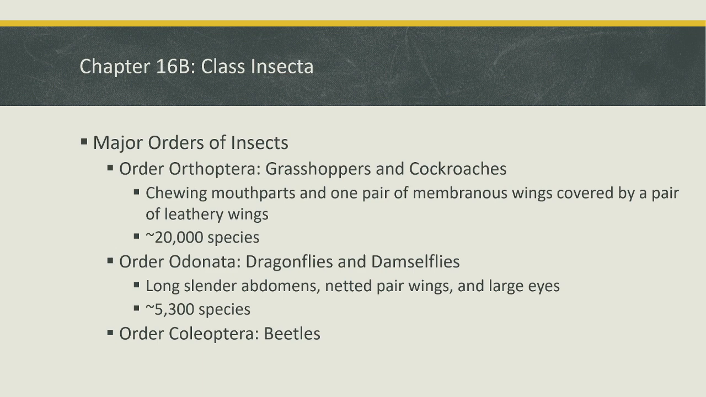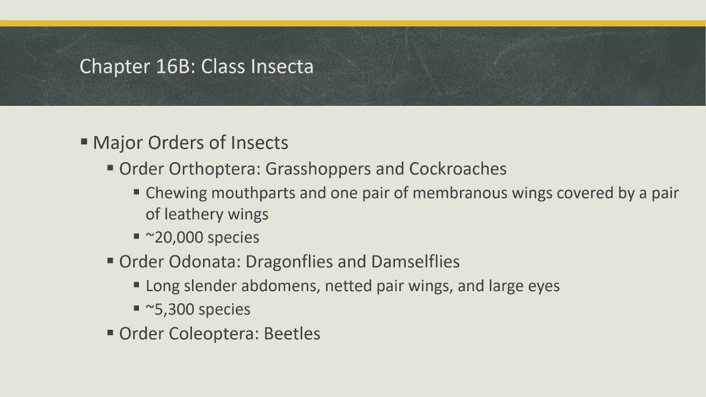And the main characteristics: they have chewing mouth parts. What they eat is usually stuff like grass and leaves. They have one pair of membranous wings, so membrane type wings, that is covered by a pair of leathery wings. And there are about 20,000 species of these. What they usually do is lift up their leathery wings and then fly with their membranous wings. So, yeah, grasshoppers, cockroaches, among other things.